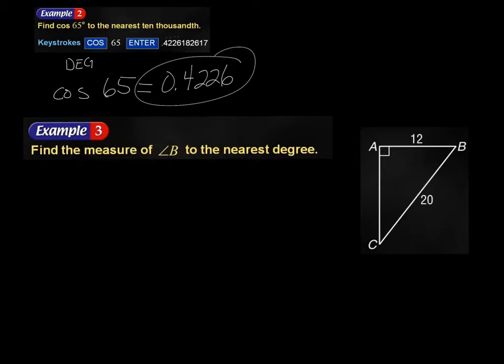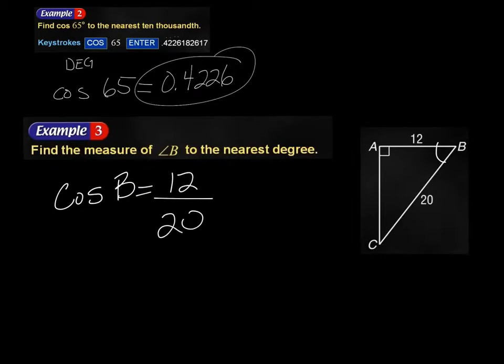Now here's some of the power of trigonometry. I've got 2 sides of my right triangle. They want me to find the measure of angle B to the nearest degree. So I know the side adjacent to angle B and the hypotenuse. So looking up our definitions, the ratio of adjacent to hypotenuse is cosine. So cosine of angle B, I know my ratio is adjacent over hypotenuse.